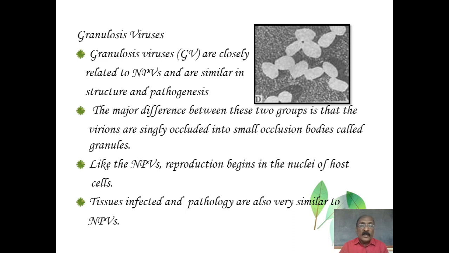Granulosis viruses. Granulosis viruses are closely related to the nuclear polyhedrosis viruses and are similar in structure and pathogenesis. The major difference between these two groups is that the virions are singly occluded into small occlusion bodies called granules. Like the NPVs, reproduction begins in the nuclei of host cells. Tissues infected and pathology are also very similar to the nuclear polyhedrosis viruses.